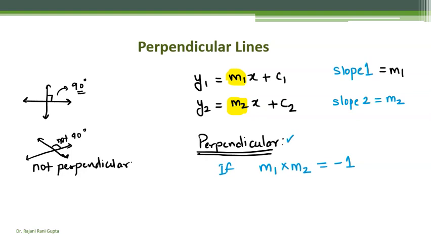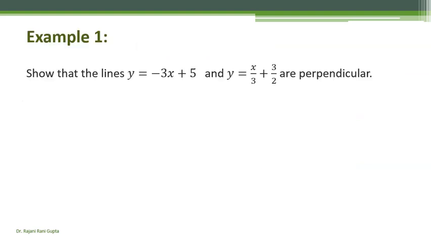Let's understand this with the help of an example. They ask you to show that the lines are perpendicular. So this is your first line and this is the second line, and you have to check if the lines are perpendicular. See here, they are not asking about parallel. They are asking about perpendicular. So you check directly using the concept of perpendicular. Let's write it down.